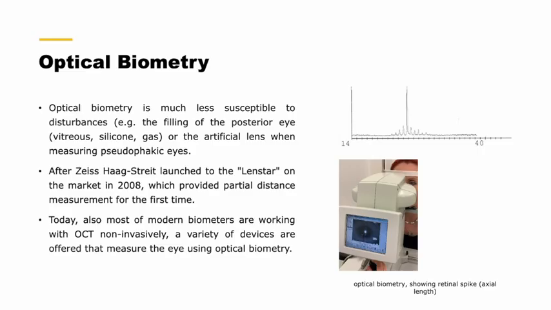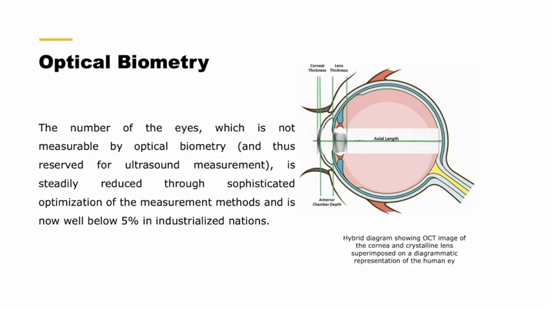In 2008, Zeiss Haag-Streit launched the LenStar on the market, which provided partial distance measurement for the first time. Today, most modern biometers work with OCT non-invasively, and a variety of devices are offered that measure the eye using optical biometry. The number of eyes which is not measurable by optical biometry and thus reserved for ultrasound measurement is steadily reduced through sophisticated optimization of the measurement methods and is now well below 5% in industrialized nations.